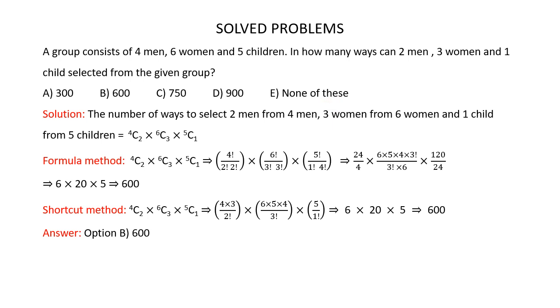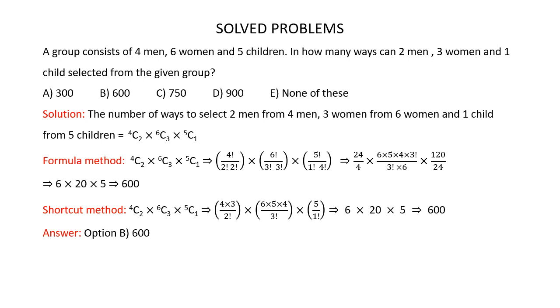So here you have to select 2 men from 4 men and 3 women from 6 women and 1 child from 5 children. So 2 men can be selected from 4 men in 4C2 ways, and is multiplication. 3 women can be selected from 6 women in 6C3 ways, and is multiplication. 1 child can be selected from 5 children in 5C1 ways.